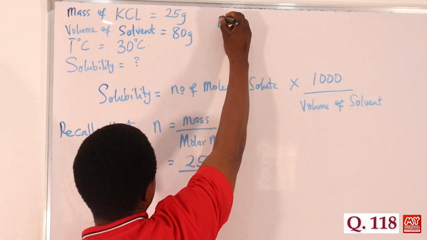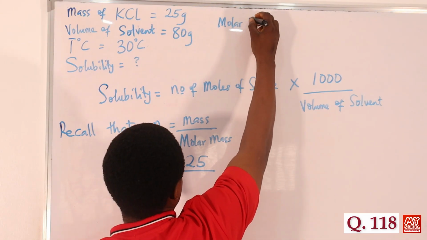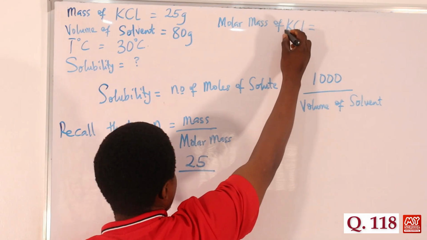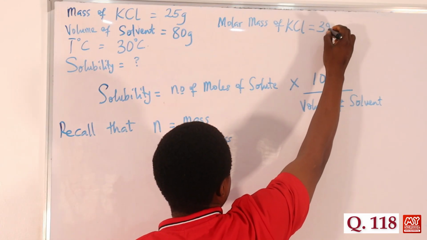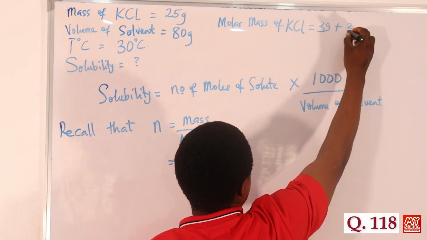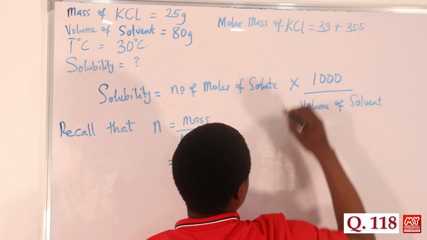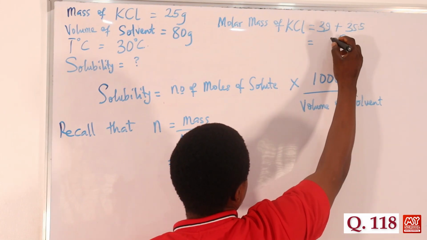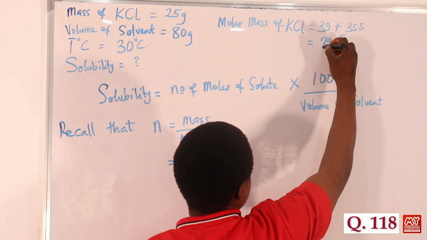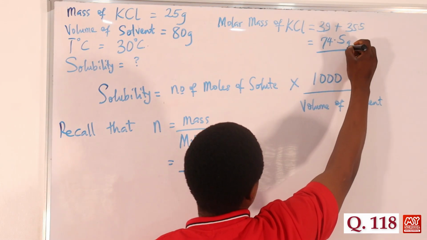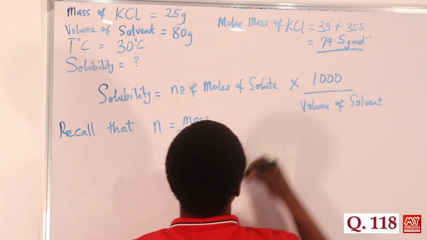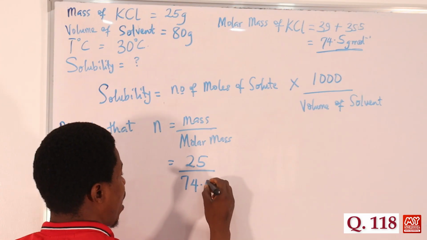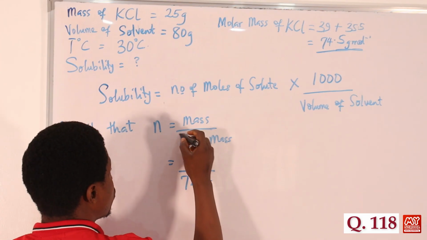So we have here molar mass of KCl is equal to, we're given potassium to be 39 plus Cl is 35.5. That is the atomic mass of that. So if you sum the two together, that will be 74.5. This is gram per mole. That is the unit for that, the molar mass. So we have 25 divided by 74.5. This is going to give us the number of moles of this solute.